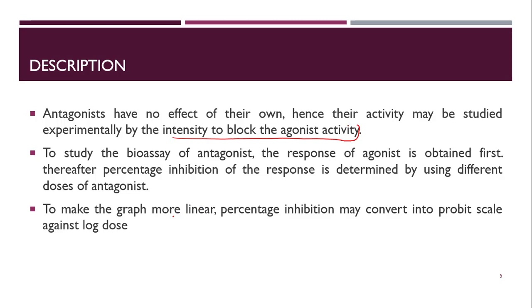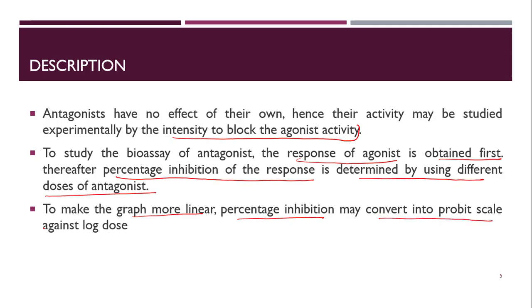So to study the bioassay of antagonist, the response of agonist is obtained first. Thereafter, percent inhibition of the response is determined by using different doses of antagonist. To make the graph more linear, percentage inhibition may be converted into the Probit scale against the log dose. Why do we convert this percentage inhibition into Probit scale? In order to make the graph more linear. So try to find out what this Probit scale is.